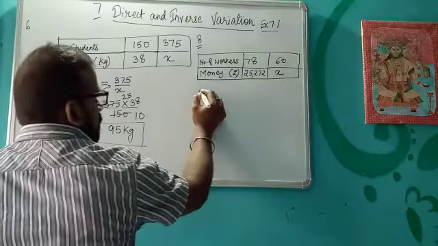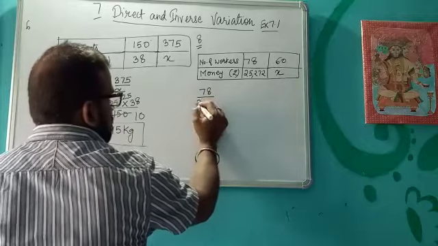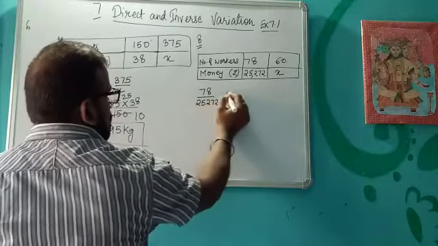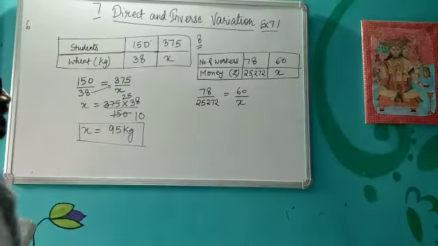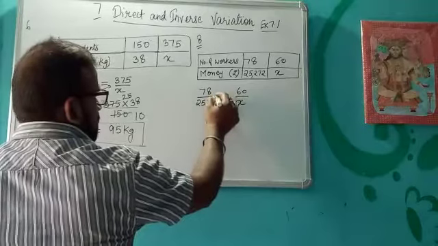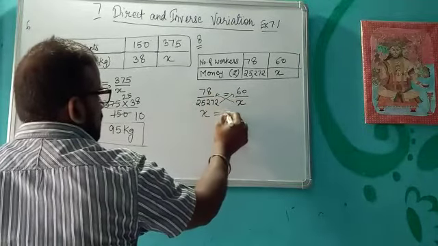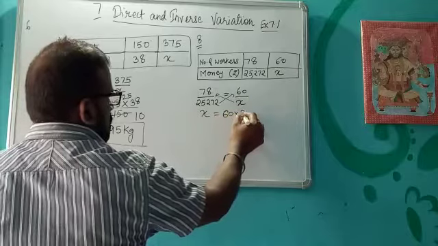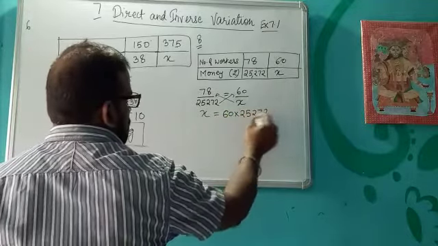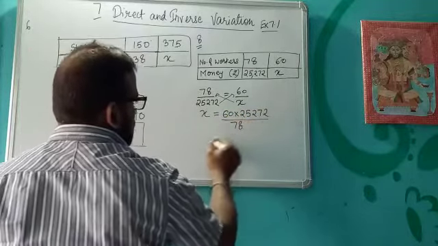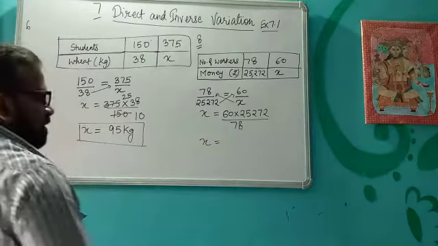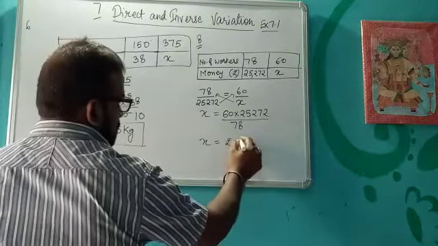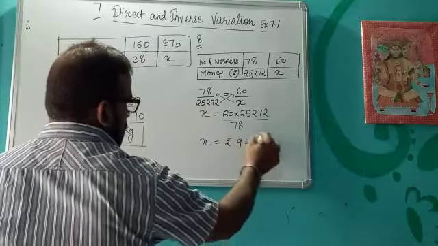Now we will form the same type of equation: 78 upon 25,272 equal to 60 upon x. Again we will do the cross multiplication. So x will be 60 into 25,272 upon 78. So what will be my x? Rupees 19,440.